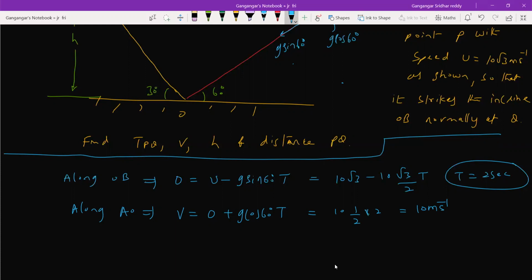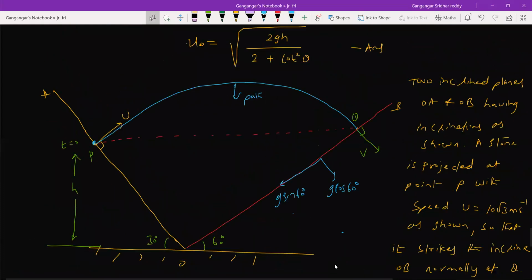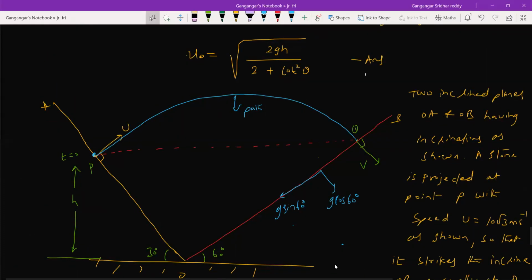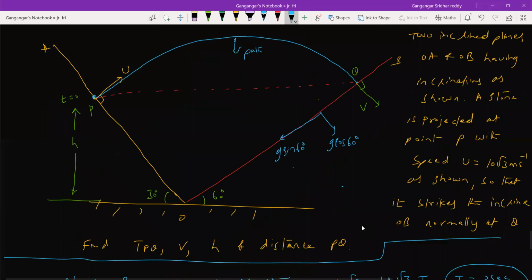Okay, this is the expression. We got the speed. Now it is asking to calculate the h. So shall we calculate PO first? What can be this distance PO? What type of motion is described along PO?